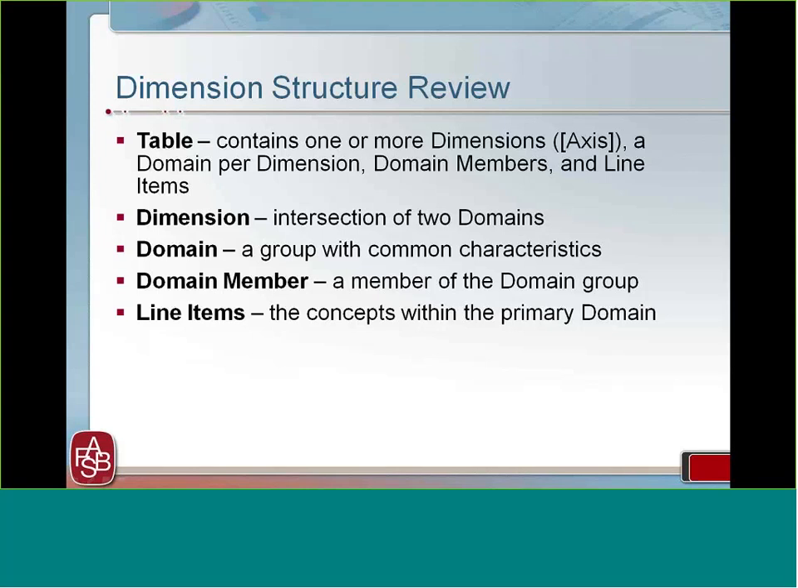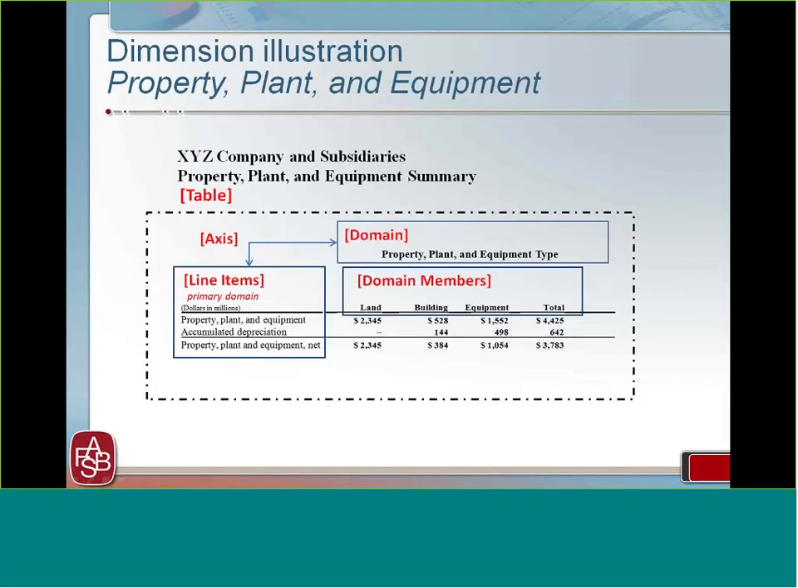And finally, the primary line items that are modified in the tabular data by the dimensions and domains. Those could be virtually anything: revenues, expenses, balance sheet items, and so on and so forth. So visually, it could look something like this. In this example, we're using property, plant, and equipment, which is always a good example to show how all these pieces fit together.